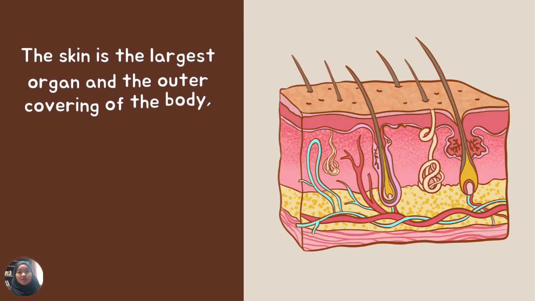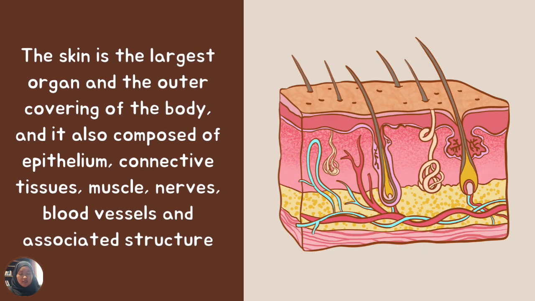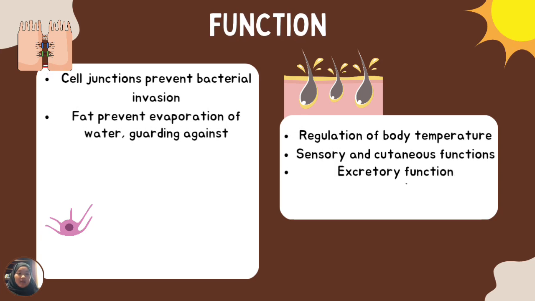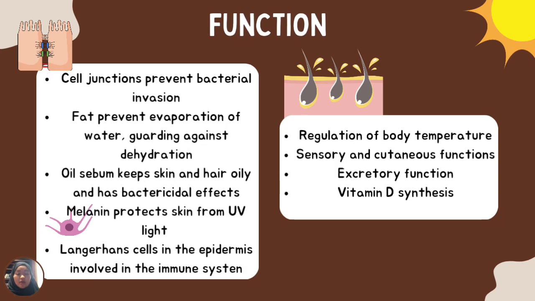So let's start with the definition. The skin is the largest organ and the outer covering of the body, and it is composed of epithelium, connective tissues, muscles, nerves, blood vessels, and also associated structures like hair follicles and glands.